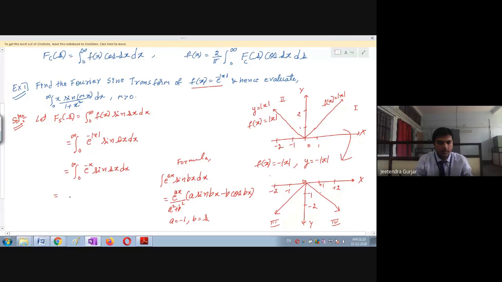So this is equal to e raised to minus x, because a is minus 1, divided by a square, so I will substitute a as minus 1, therefore this will become minus 1 plus b square. B is s, so therefore this will become s square. Okay, a is minus 1 and b is s. Remaining terms as it is. B is again s, cos sx.